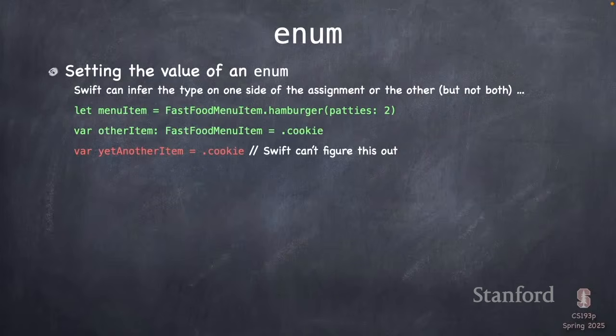I think you were asking this. Will Swift just look around and see if there's cookie somewhere and say, oh, there's only one of them, so I'll use FastFoodMenuItem? No, it doesn't do that. Strict type checking, so it's got to be sure that that's what's going on here. And of course, if you had an array of fast food menu items and that was typed, of course, it could infer from that, etc.